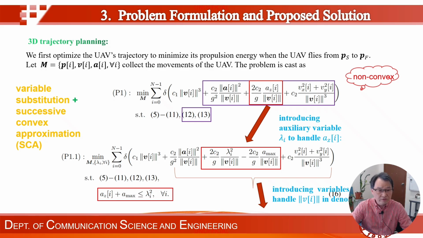So to solve this problem, we use two key techniques. One is a variable substitution. The other one is successive convex approximation, also known as SCA. Specifically, we introduce auxiliary variables such as lambda i to handle the acceleration terms. We also introduce additional variables xi, theta, eta to handle the non-convex denominator terms.